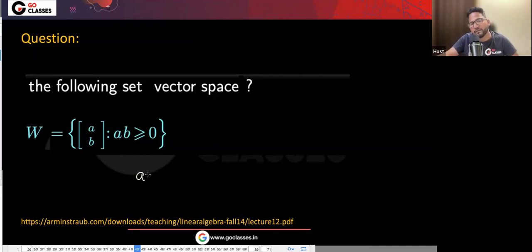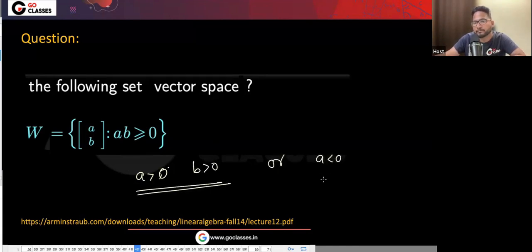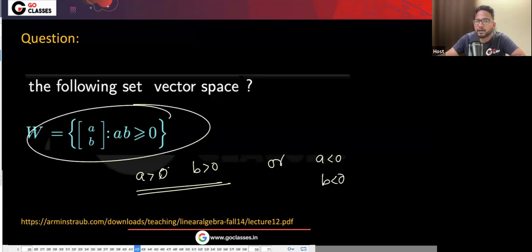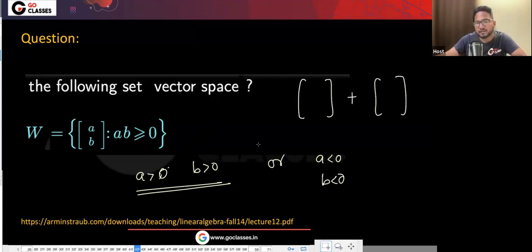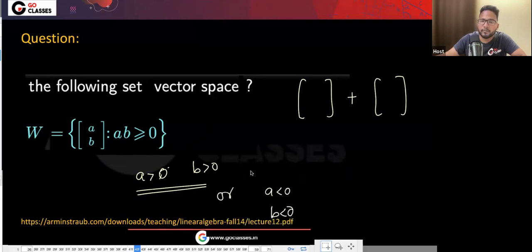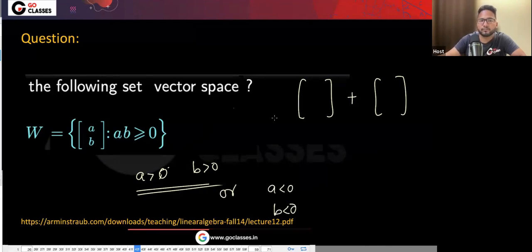Which means A and B are either both positive or both negative. Whatever vectors you have here, either both components are positive or both are negative. Is it possible that you take two vectors here, add them, and get some vector which does not follow this, where maybe one of them is positive and one of them is negative? Is this possible? You're getting my question? What I'm trying to say?